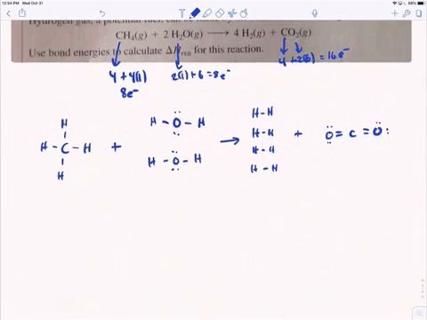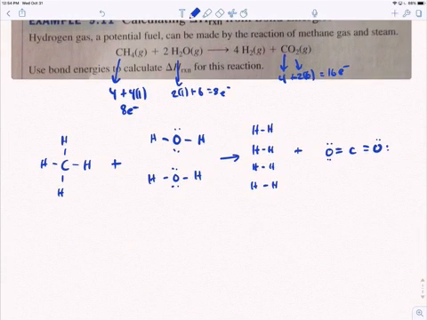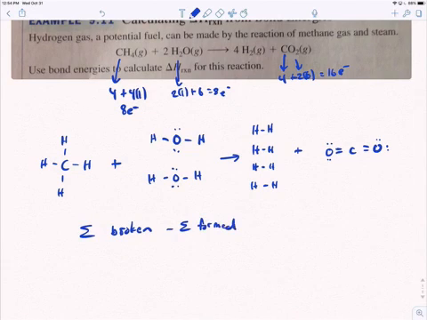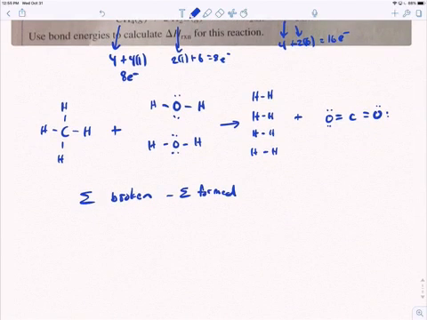Okay, so now we have to do, by the equation, the sum of the bonds broken minus the sum of the bonds formed. The bonds that are broken take energy, positive; formed, it releases energy, negative. Okay, so what are we breaking? We are breaking 4 carbon-hydrogen bonds, and I'll color code this.